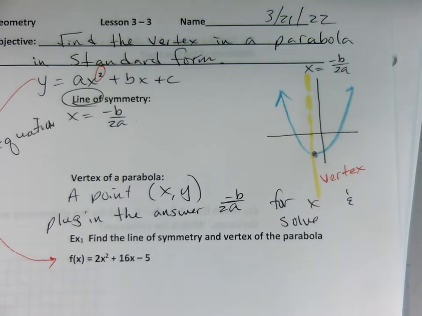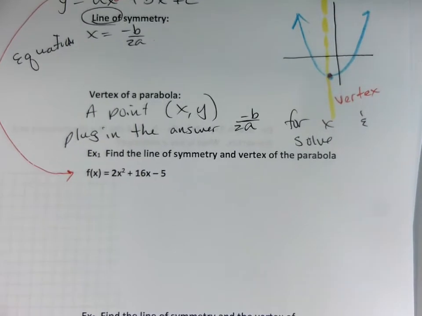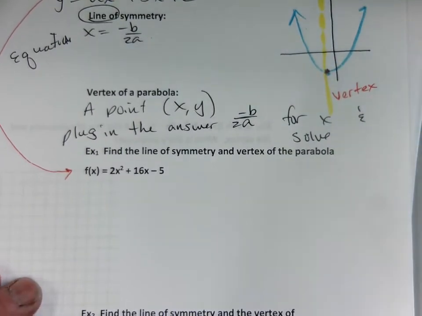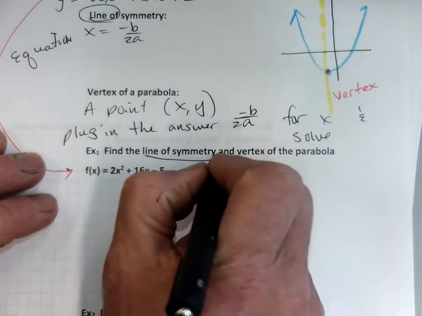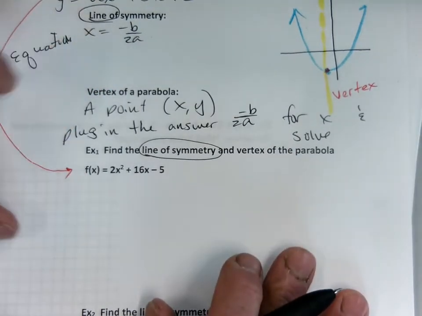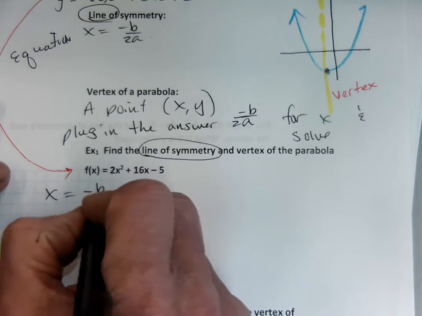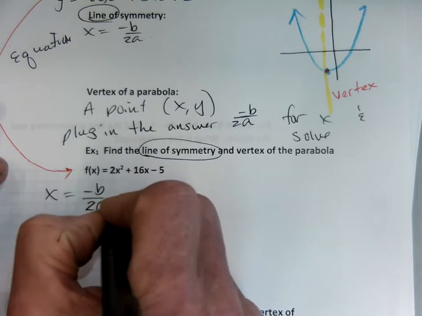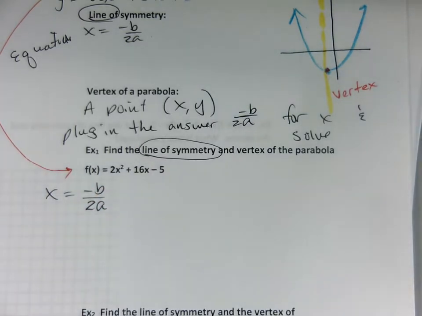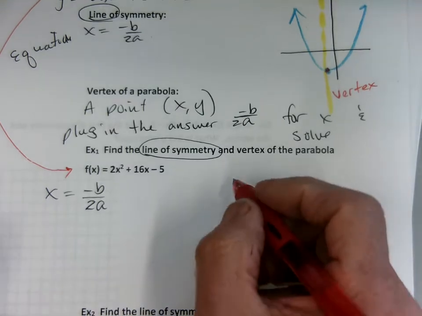All right, you guys ready to do the first example? Let's see how easy this is. Okay. So example 1, find the line of symmetry and the vertex. All right, so first of all, line of symmetry. I have a little mini equation. We're going to start with x equals negative b over 2a. And then you don't have to list this. I'm going to just to make it so it's obvious.